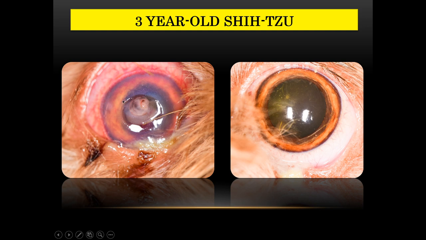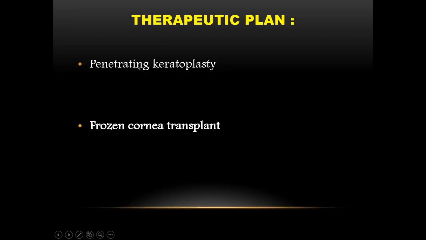So the right eye sustained a very bad perforation. And we have iris tissue here, a lot of melting. So this is a case that we have to put some graft or do a procedure that gives the full thickness of the cornea back, okay? So in this case, the therapeutic plan was total penetrating keratoplasty, and we used frozen cornea to do this transplant.